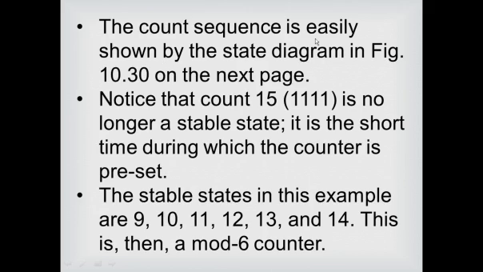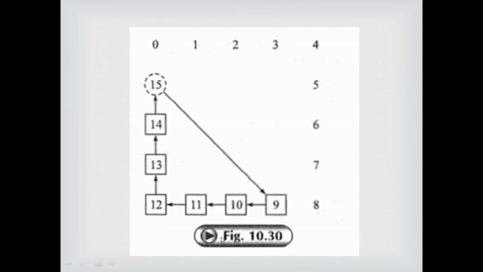The count sequence is easily shown by the state diagram in figure 10.30 on the next page. Notice that count 15 is no longer a stable state. It is the short time during which the counter is preset. The stable states in these examples are 9, 10, 11, 12, 13 and 14. This is then a mod 6 counter.